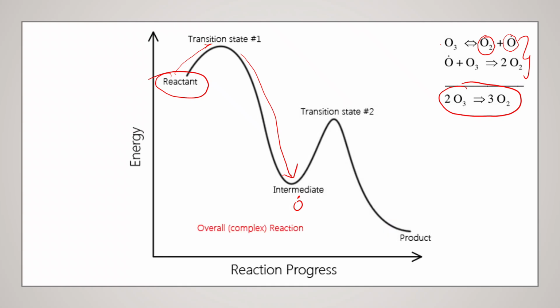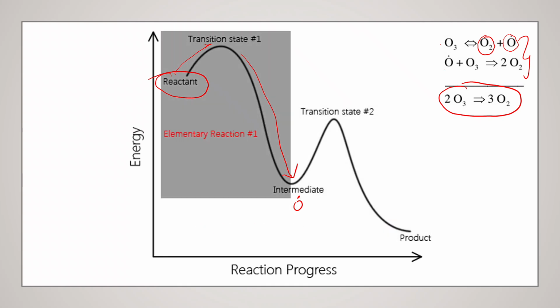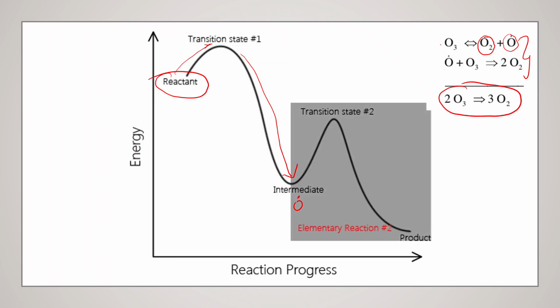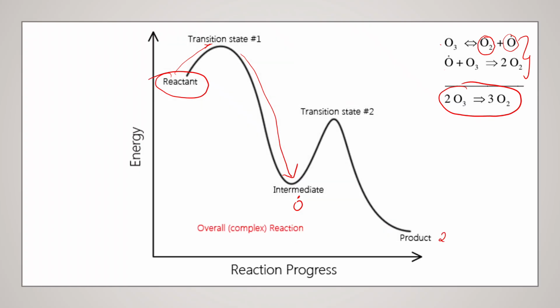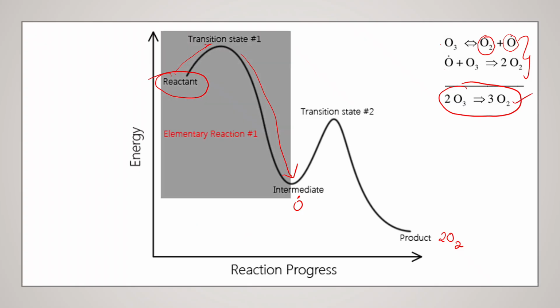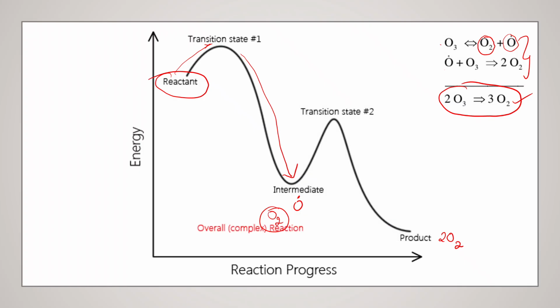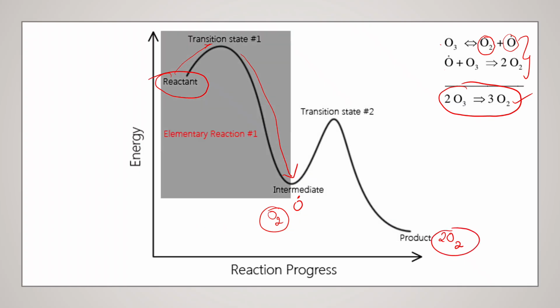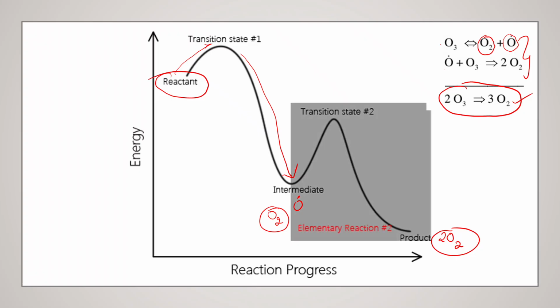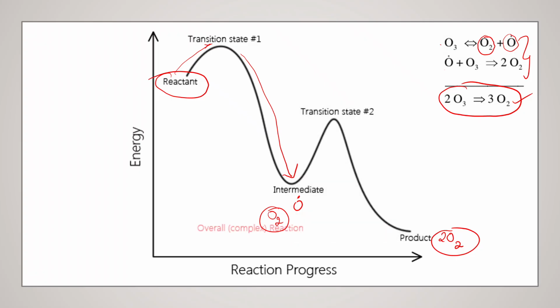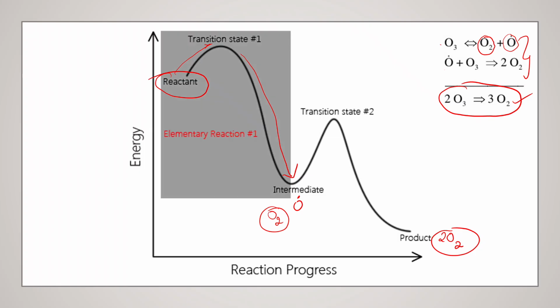And then this oxygen free radical reacts with another ozone molecule to create the final product, which is two oxygen. So remember, out of the three oxygens, one oxygen was actually created in the first step itself, and the other two oxygen molecules were created in the second step. So again, how is this different from an elementary reaction?